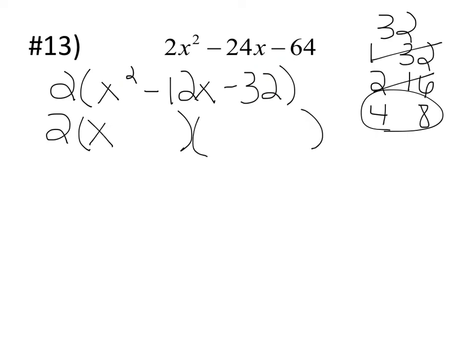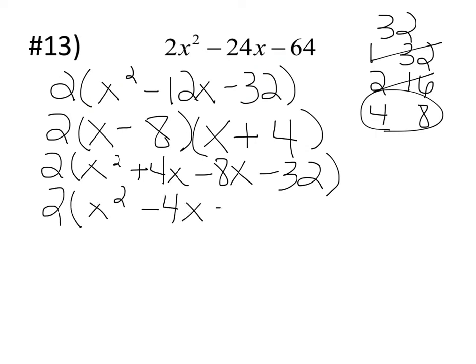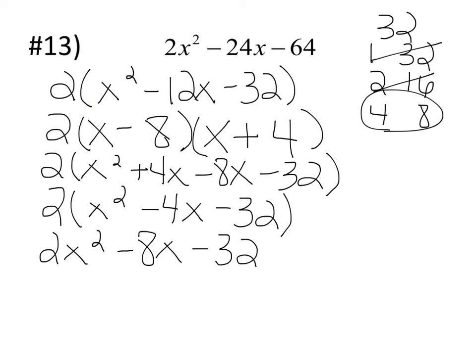Begin your construction. Okay, your x and your x. Always keep your first sign. If your first sign is negative, you change your second sign. And then write your larger number first. So let's go ahead and multiply the two binomials together to show that it works either way. So you've got 2, and then you've got x squared plus 4x minus 8x minus 32, which is 2 times x squared minus 4x minus 32. Distribute 2, you get 2x squared minus 8x minus 32.